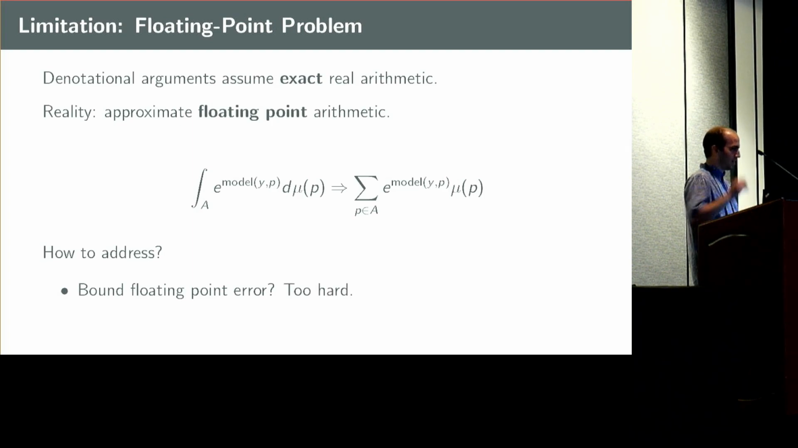But that's too hard, and I have no idea how you do that, and I'm not even sure you can prove some generic approximation theorem. So in practice, what we've done is we've given up, and for the purposes of these denotational arguments, we treat things as if they are exact real arithmetic, over an integral that's going over arbitrary space.